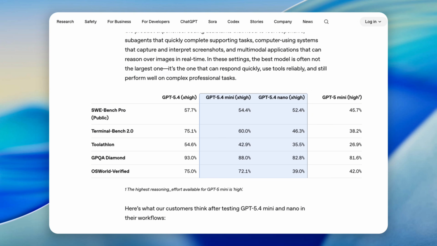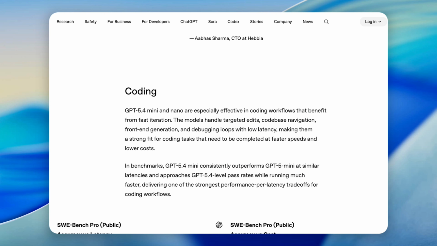The blog also goes into coding workflows specifically, and this is where Mini gets interesting for a lot of people. The models handle targeted edits, codebase navigation, front-end generation, and debugging loops with low latency, making them a strong fit for coding tasks that need to be completed at faster speeds and lower costs. And the blog mentions a pretty smart architectural pattern. In Codex, for example, a larger model like GPT-5.4 can handle planning, coordination, and final judgment, while delegating to GPT-5.4 Mini sub-agents that handle narrow subtasks in parallel, like searching a codebase, reviewing a large file, or processing supporting documents.